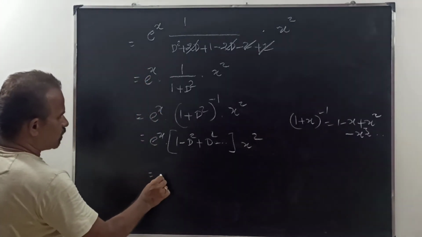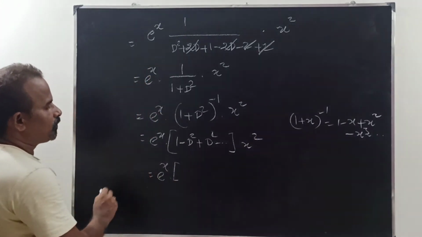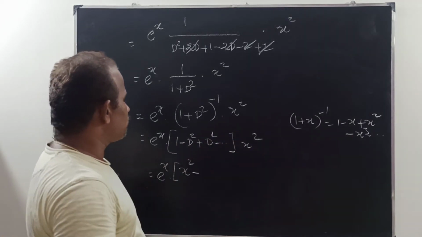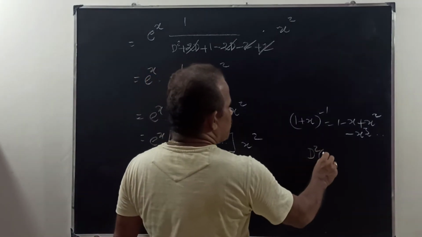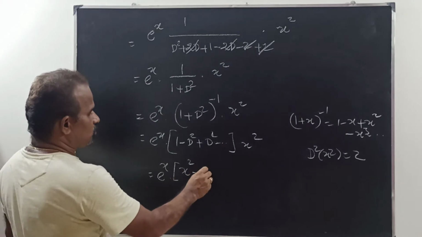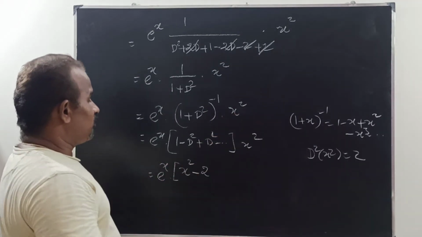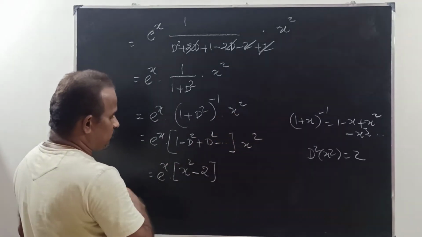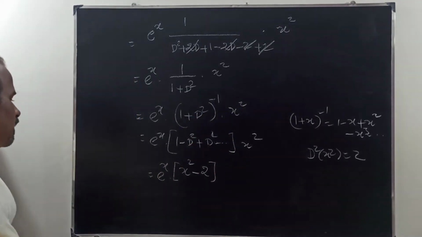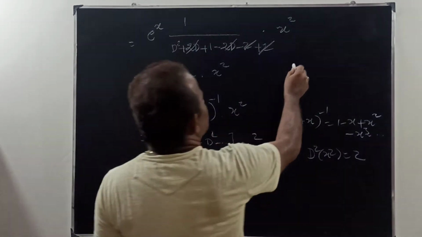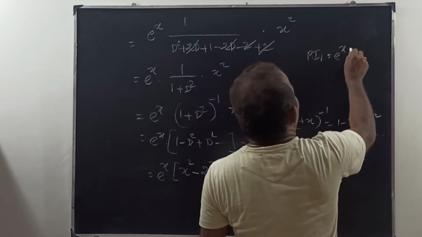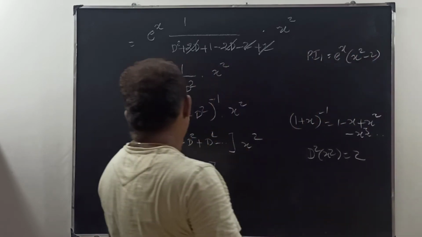So therefore this is equal to e power x into (1 minus D squared) of x squared. D squared of x squared is 2 times differentiation, so therefore x squared minus 2. D power 4 of x squared is 0. Therefore all other terms become 0. So therefore e power x into x. So therefore particular integral 1 is equal to e power x into (x squared minus 2).